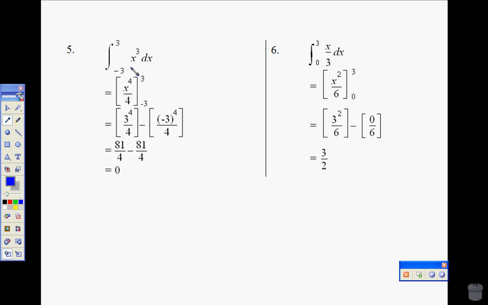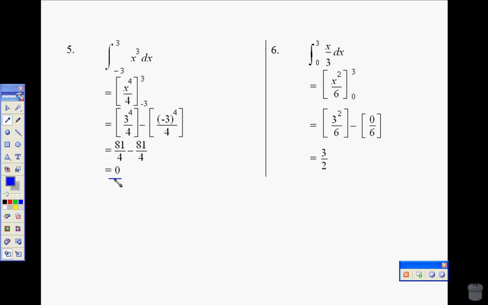X cubed, dx between minus 3 and 3. So we add 1 to the power, divide by the power, between minus 3 and 3, so we substitute the values in. So 3 to the power of 4 over 4, and minus 3 to the power of 4 over 4, gives us the same thing, which means it's 0.